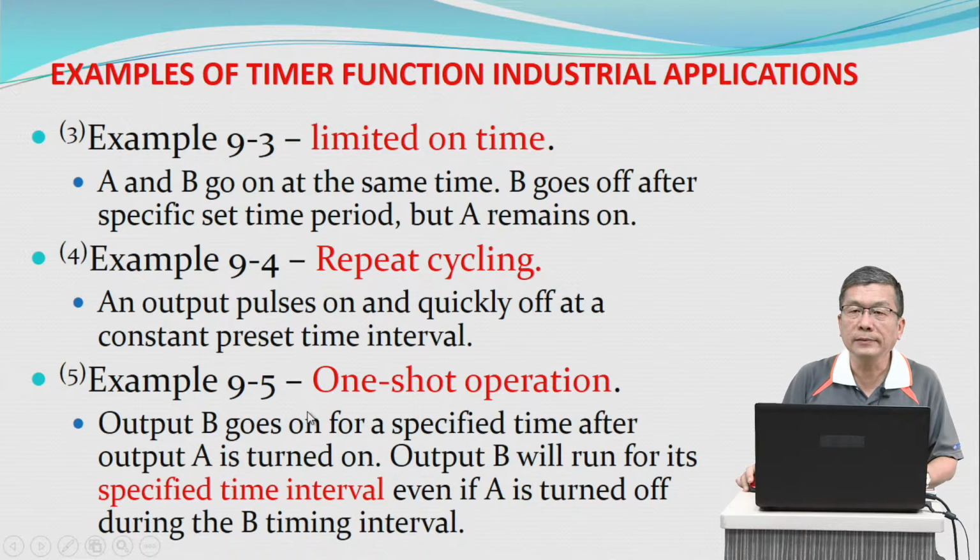Example 5. One-shot operation. Output B goes on for a specified time after output A is turned on. Output B will run for its specified time interval, even if A is turned off during the B timing interval.